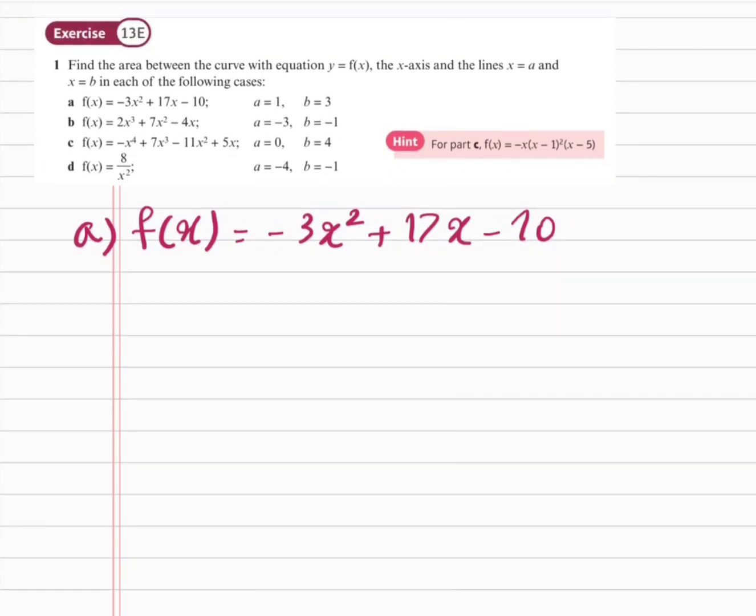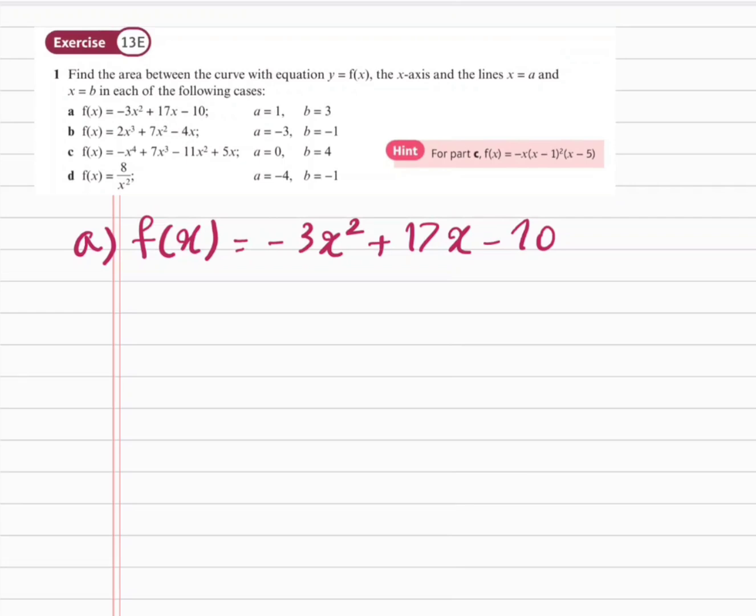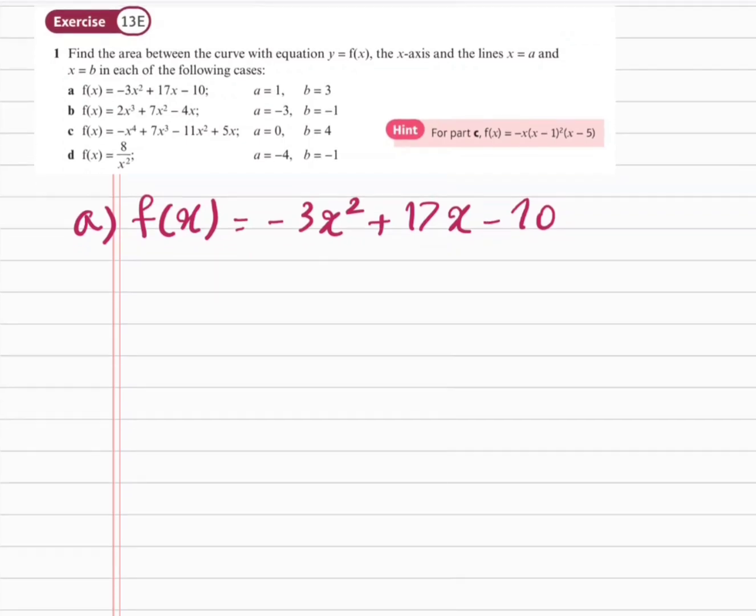It's always a good idea to sketch these functions, but normally in the exam they give you the curve, so they give you a plot and you just need to understand how to integrate that. So these are the simpler examples, but we'll see more exam style questions later. In part A, we have the function minus 3x squared plus 17x minus 10, and the bounds are 1 and 3. So first, let's sketch f of x and see what we have.